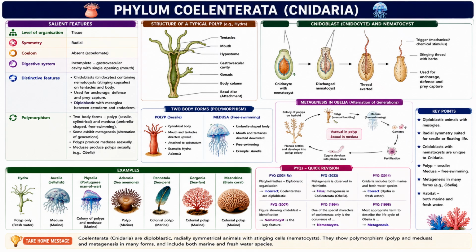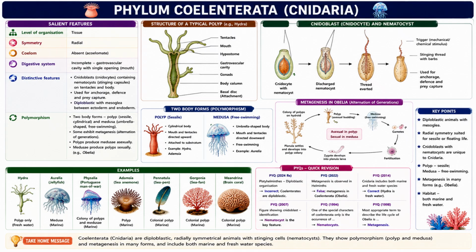So the key points are diploblastic animals with mesoglea are Coelenterata or Cnidaria. Radial symmetry is suited for sessile or floating life. Cnidoblasts with the nematocysts are unique to Cnidaria. Polyp is sessile. Medusa is free swimming. Metagenesis in many forms, example, Obelia. Habitat both marine and freshwater, and the most common freshwater is Hydra.